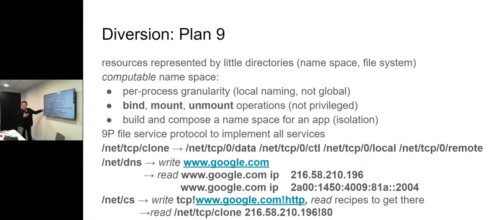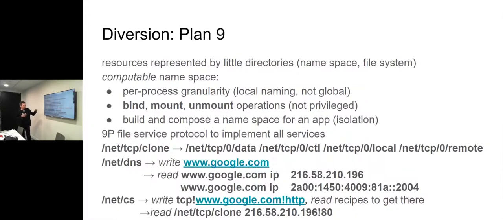Then there are services. The interface on Plan 9 to DNS is that you open a file called /net/dns that's implemented by a process in the system, a service in the system, not by a library, and you write the domain name you want to translate, and then you read back from the same open file a list of the domain name and an indicator that it's an IP address, and then the relevant address in both IPv4 and IPv6 format.